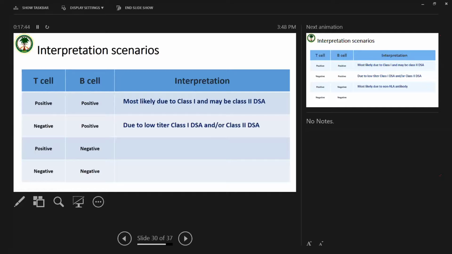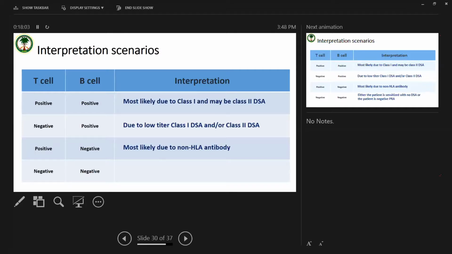Scenario 2, you might see negative T cell and positive B cell, and that might be due to low titer class 1, because the T cell was negative and the B cell absorbs and picks up the class 1, as well as it could be due to class 2 antibodies. So that might be scenario number 2.